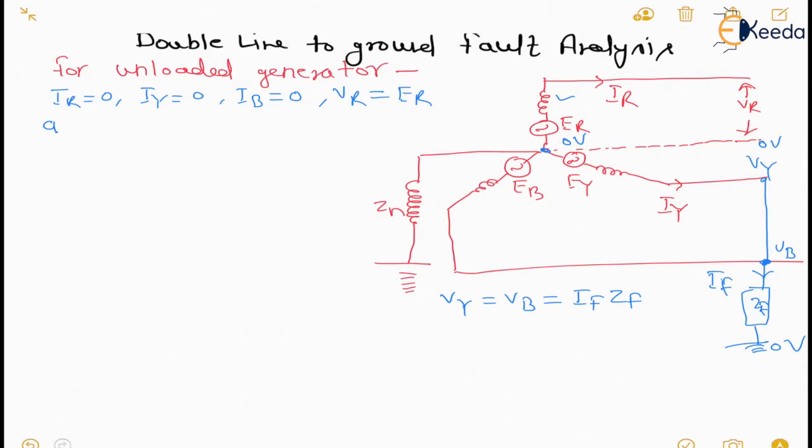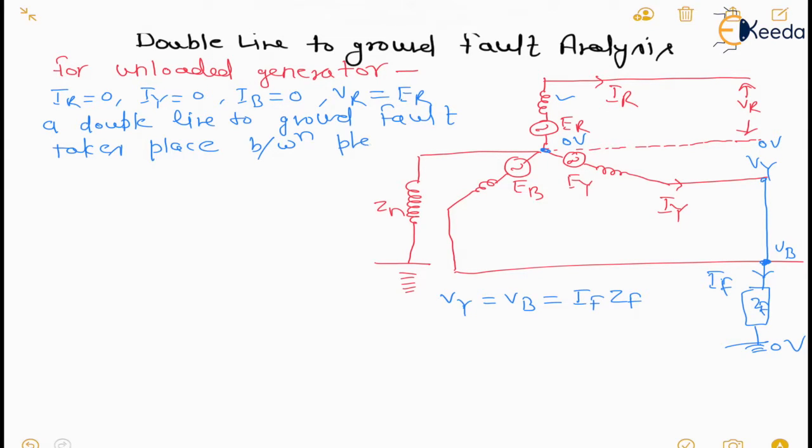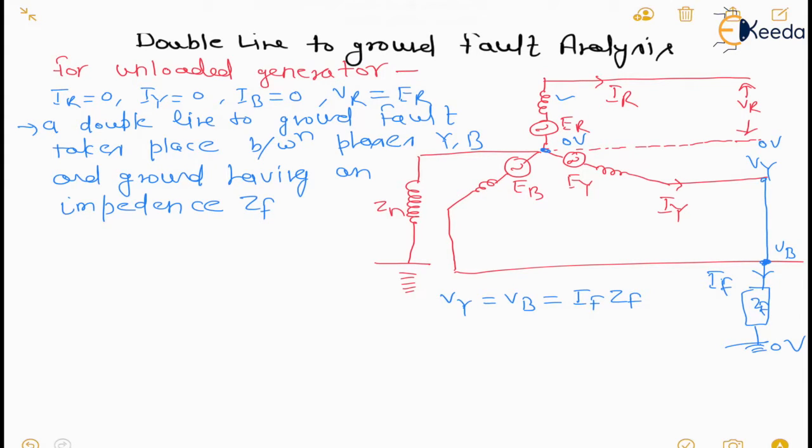So I am writing here: a double line to ground fault takes place between phases YB and ground having an impedance ZF. Fault impedance is ZF, guys.